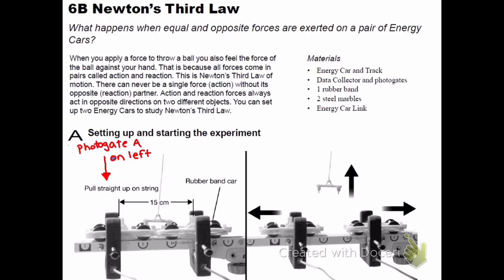So in Lab 6b, you set up the flat track with the photo gates 15 centimeters apart. You linked two cars together with a rubber band around one car, and then you removed that link and the two cars sprang apart with equal and opposite force. We manipulated the mass of each car to see how that equal and opposite force acts on different masses.